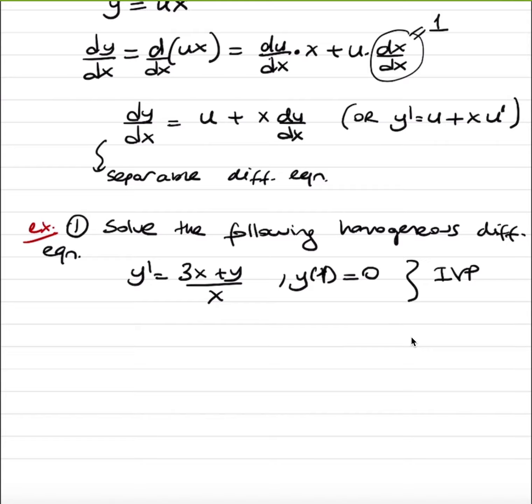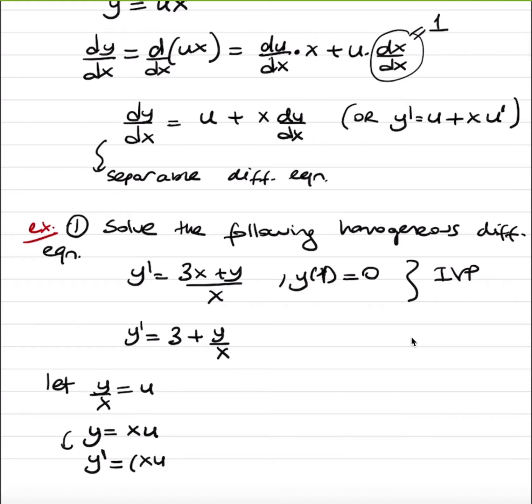Okay, is this homogeneous? Let's check it. So it says homogeneous, so it should be right. Solve the homogeneous differential equation. So this is actually a homogeneous differential equation in y over x. So what we are going to do is we let y over x be u. So y is equal to x times u. Take the derivative. So y prime is equal to the derivative of xu. This is a product rule. Derivative of x is 1 times u plus x times u prime.